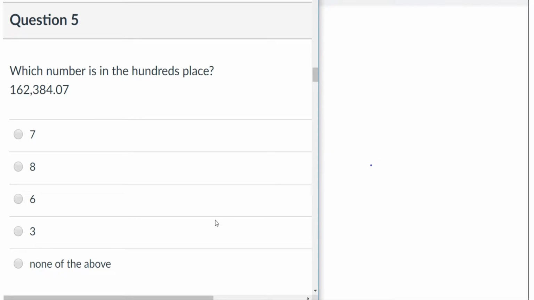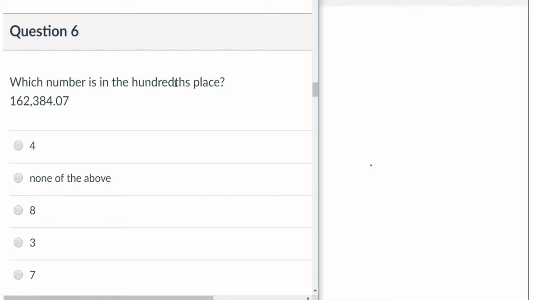Number 5, we're just finding the decimal place. So hundreds ends in S, so that's going to be to the left of the decimal. So select the digit that is in the hundreds place for number 5.